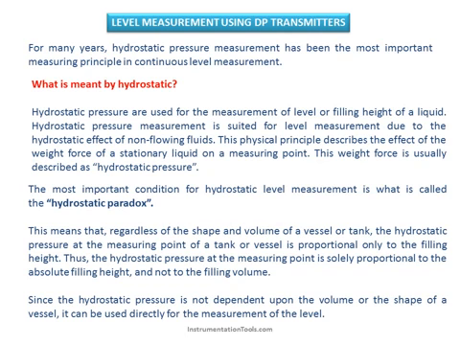The most important condition for hydrostatic level measurement is what is called the hydrostatic paradox. This means that, regardless of the shape and volume of a vessel or tank, the hydrostatic pressure at the measuring point of a tank or vessel is proportional only to the filling height. Thus, the hydrostatic pressure at the measuring point is solely proportional to the absolute filling height, and not to the filling volume. Since the hydrostatic pressure is not dependent upon the volume or the shape of a vessel, it can be used directly for the measurement of the level.